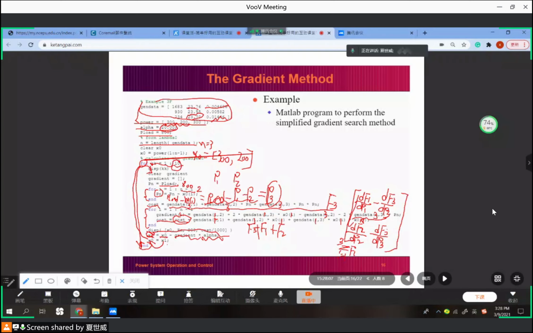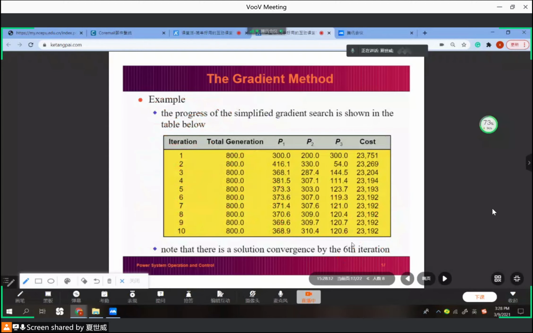The maximum iteration is 10. So based on this, we will get the new solutions. You will find that for P1, P2, you will get this, and you will get the total generation at 800, and the total cost is this. After 10 iterations, the iterative procedure converged to the optimal solution, and the final solution is 23,192.